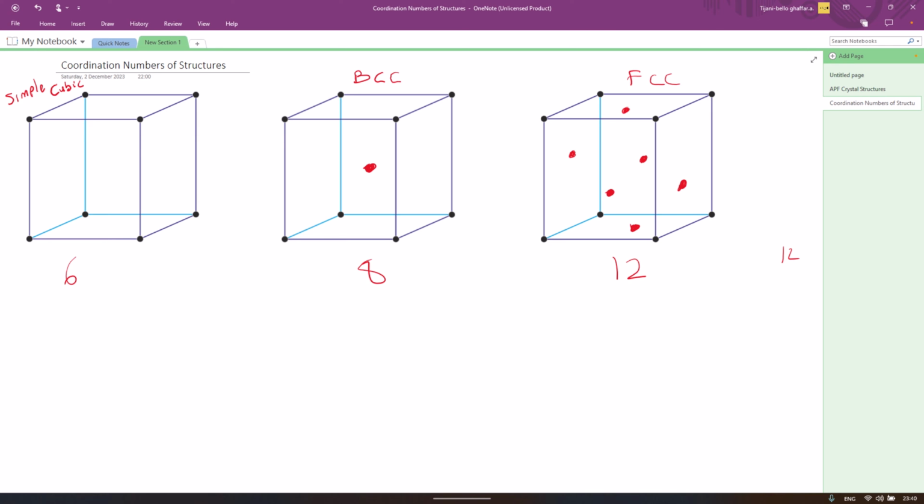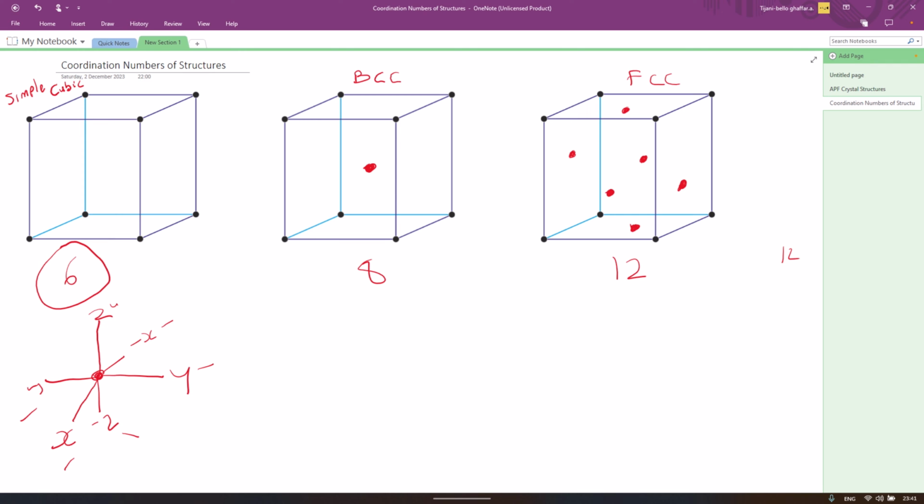So for the simple cubic, we assume that there is an atom in the center, right? Then we have our z axis, we have our y axis, then we have our x axis, right? Then we go again, the negative y axis, the negative z axis, then the negative x axis. So as you can see, we have how many in total? 1, 2, 3, 4, 5, 6. So that is how we derive the 6 coordination number for a simple cubic.